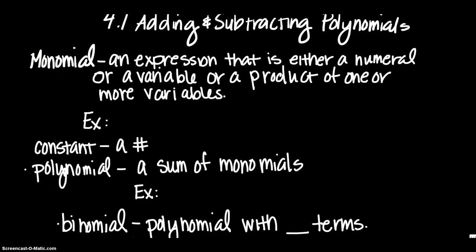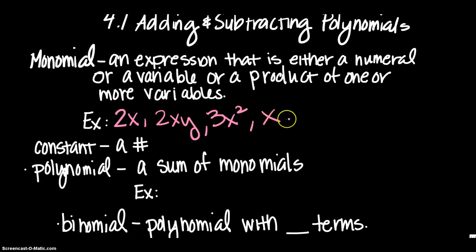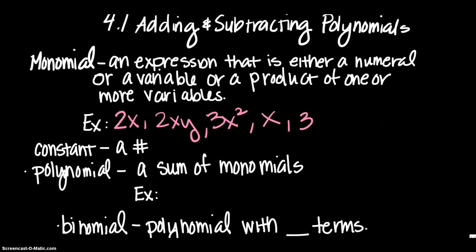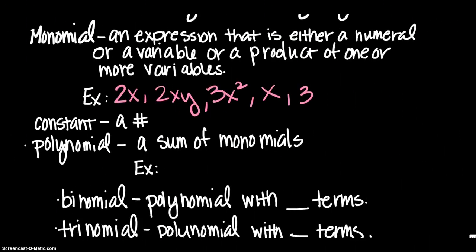So for example, 2x is a monomial, 2xy is a monomial, 3x squared is a monomial. Also, just the x by itself is a monomial, as is just the number by itself. A constant is just the number. So 3 is also a monomial, and it's a constant.